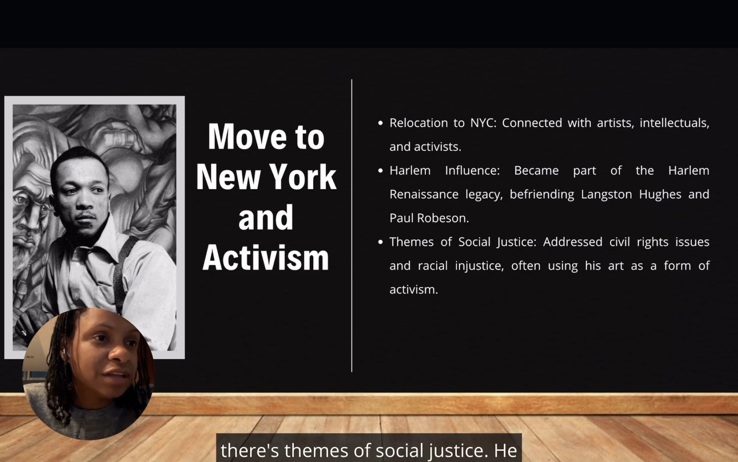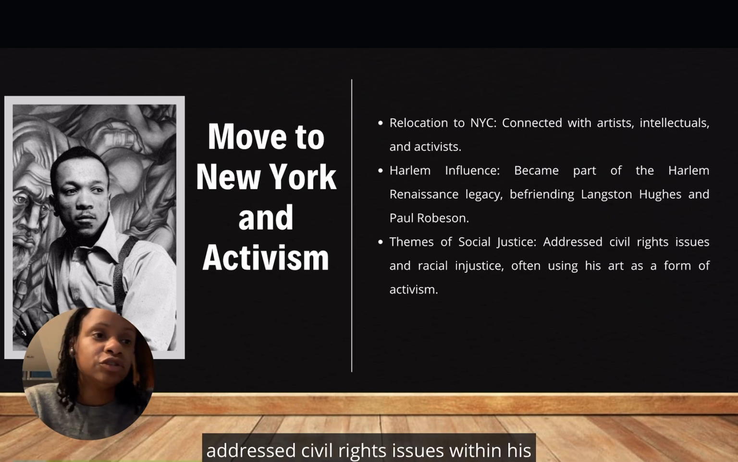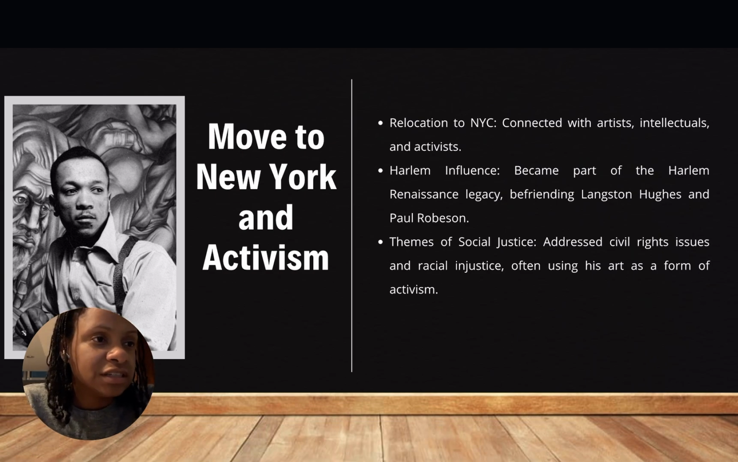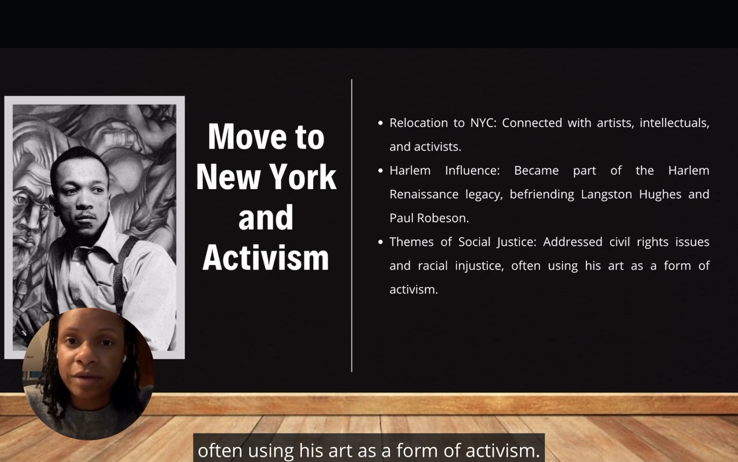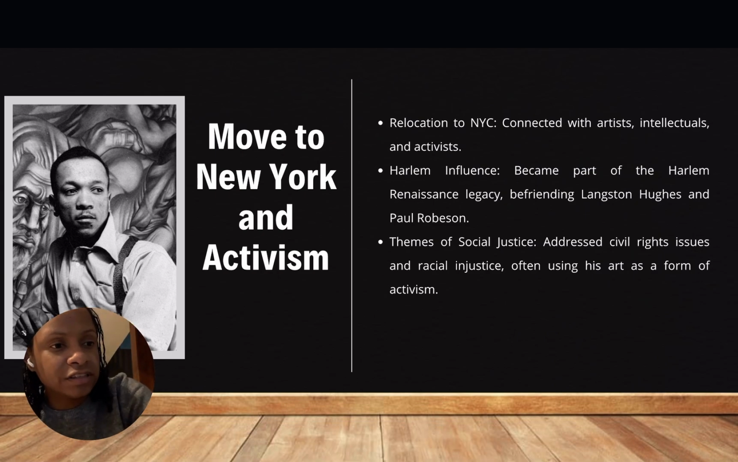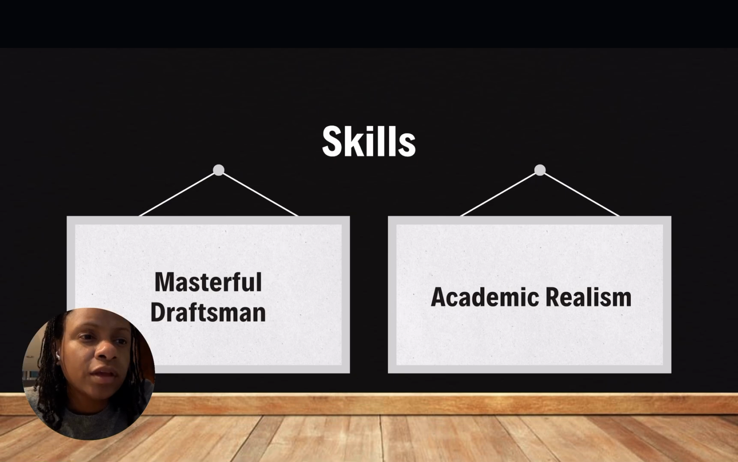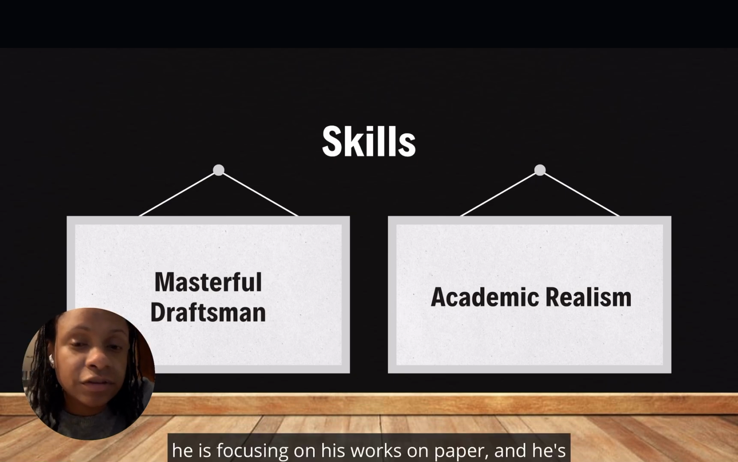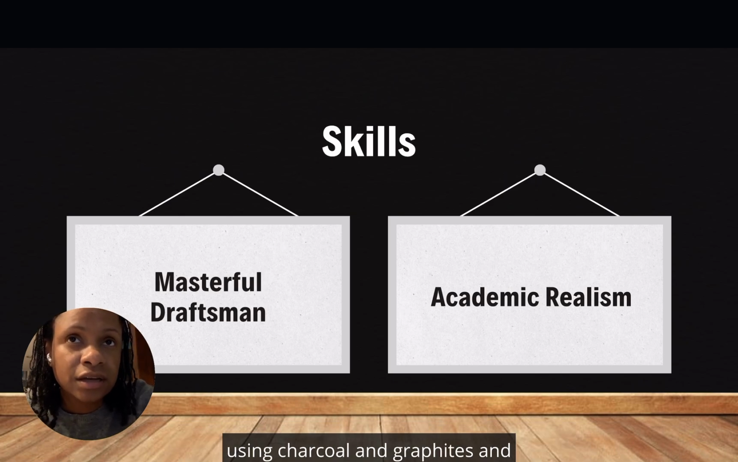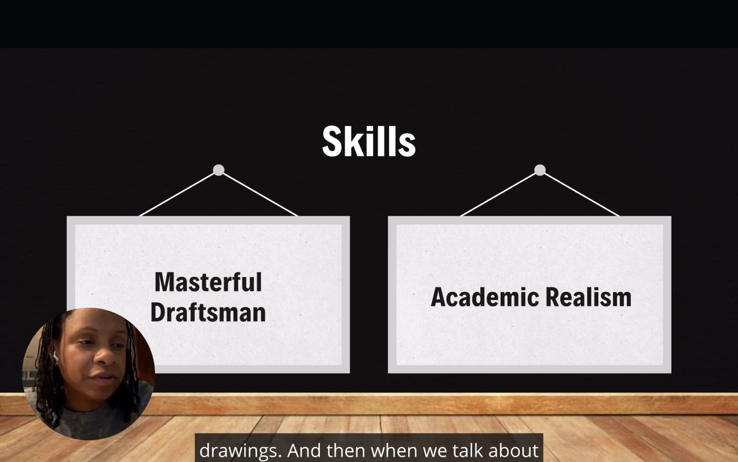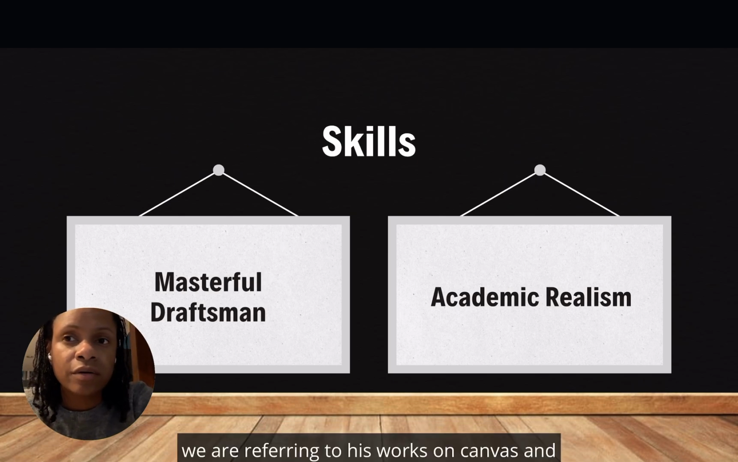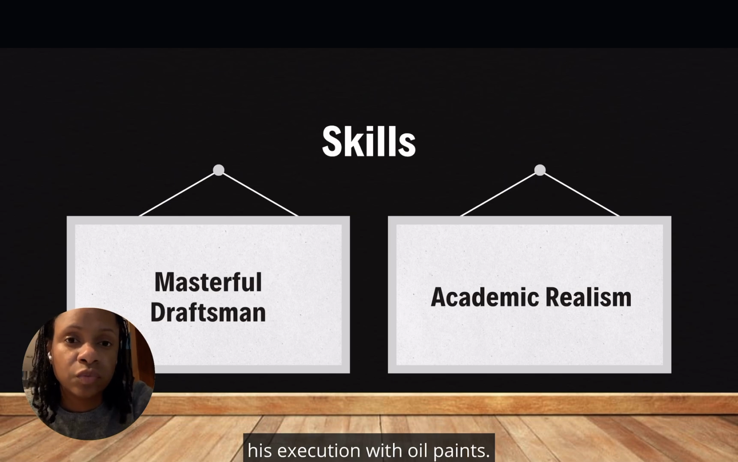And then there are themes of social justice. He addressed civil rights issues within his work and racial injustice, often using his art as a form of activism. It's a platform for activism. As a draftsman, he is focusing on his works on paper, and he's using charcoal and graphites and potentially oils, but charcoals and graphites primarily to render his drawings. And then when we talk about academic realism, we are referring to his works on canvas and his execution with oil paints.